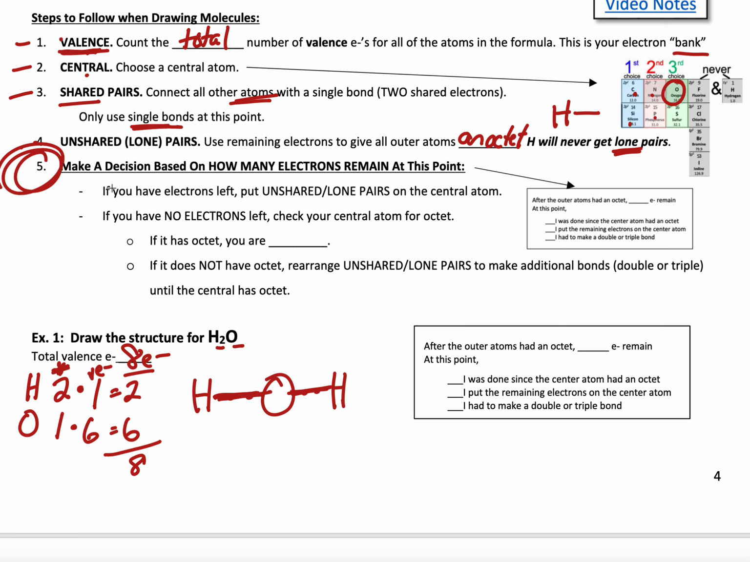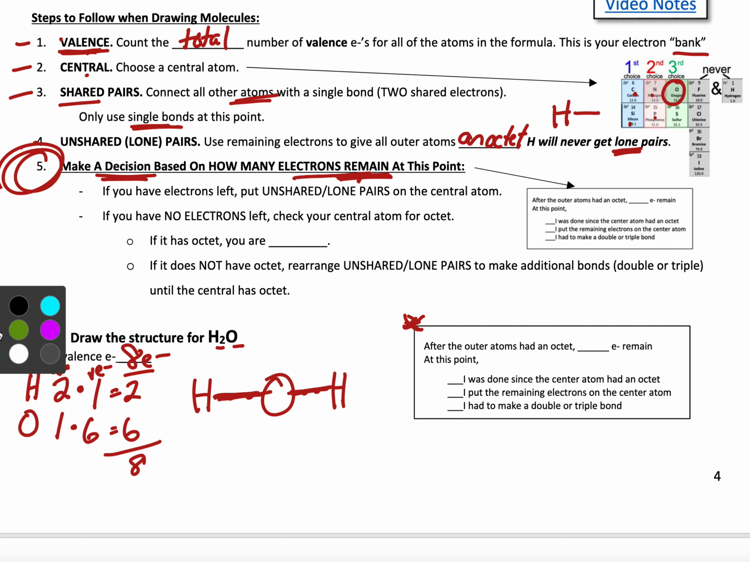Number 5 is where I have to make decisions. You're going to have this little decision-making box, I guess, in your notes and in the examples that we're going to do. Eventually, it's going to become automatic, though, and I shouldn't have to give you this box. But please, in the beginning, until you get really good at this, use the information in this box. Go right down the line. Now, basically, what you're going to be looking to see is how many electrons remain. How many are still in the pool?